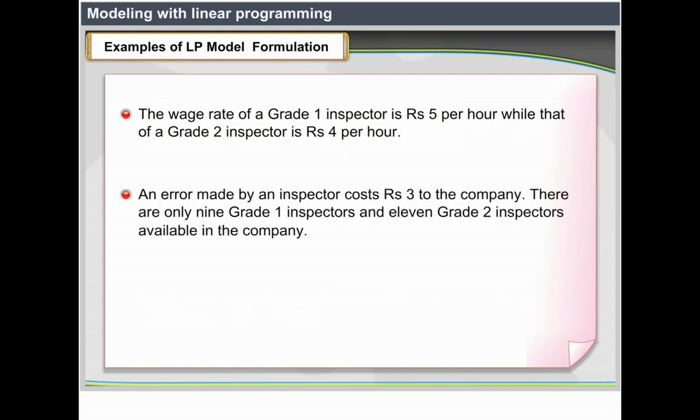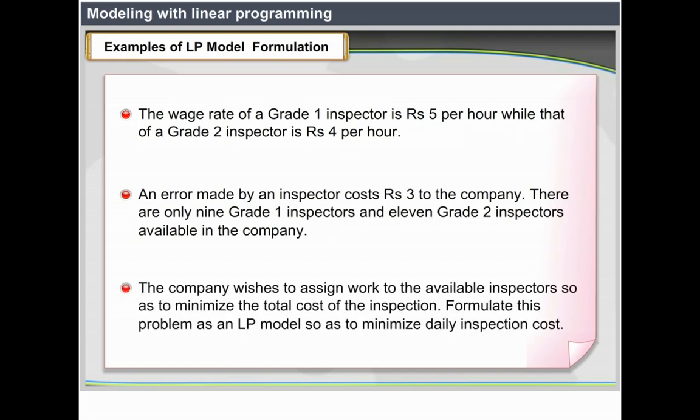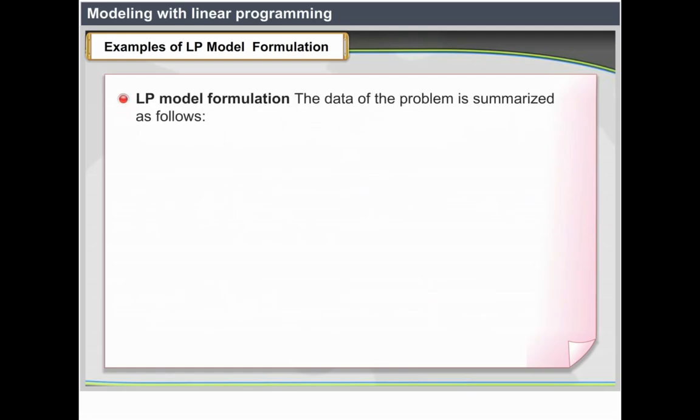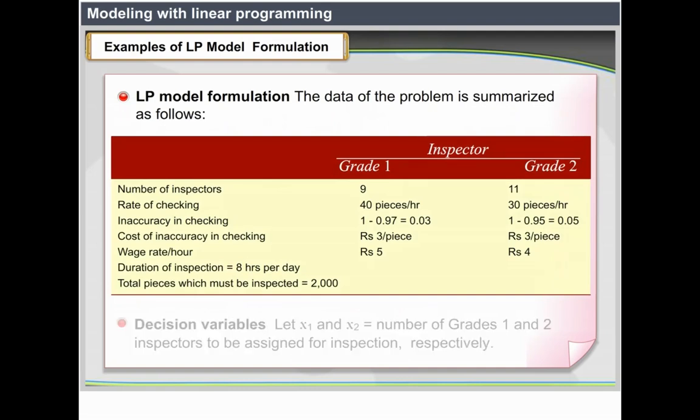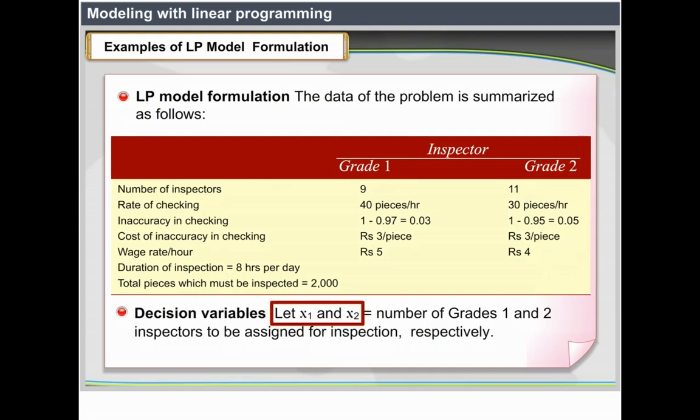An error made by an inspector costs rupees 3 to the company. There are only 9 grade 1 inspectors and 11 grade 2 inspectors available in the company. The company wishes to assign work to the available inspectors so as to minimize the total cost of the inspection. Formulate this problem as a linear programming model so as to minimize daily inspection cost. Linear programming model formulation. The data of the problem is summarized as follows. Decision variables. Let x1 and x2 equal the number of grades 1 and 2 inspectors to be assigned for inspection respectively.